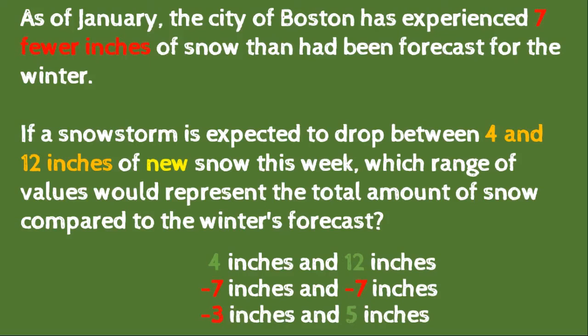Since we are asked which range of values would represent the total amount of snow compared to the winter's forecast, the winter forecast has given us a wrong number, 4 and 12 inches, we can easily change that with what is actually experienced, which is 7 fewer inches, and we just have to subtract that number from both the initial 4 inches and 12 inches that we were given.